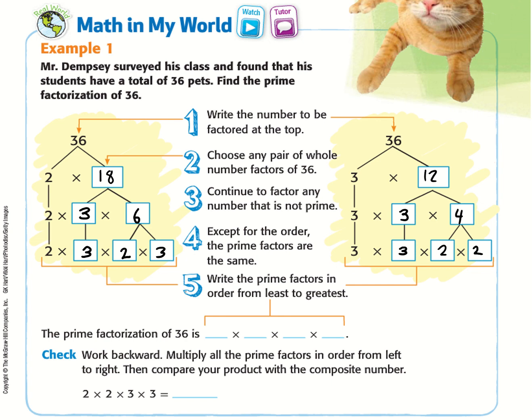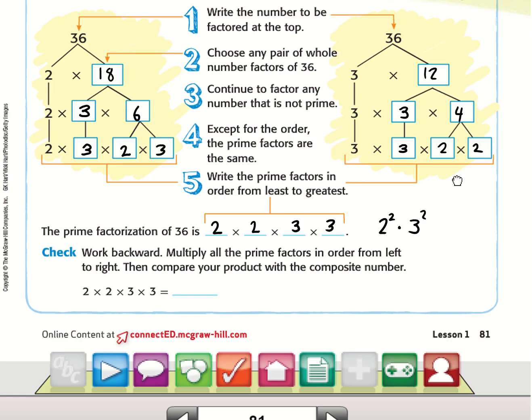So if we jump down to step 5, it says write the prime factors in order from least to greatest. So that's going to be 2 times 2 times 3 times 3. And if you're a little far ahead, that's going to be 2 squared times 3 squared. This is just for an extra bonus, because that will be in a couple lessons up ahead.